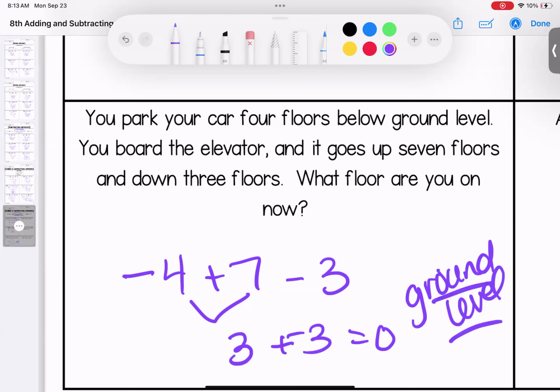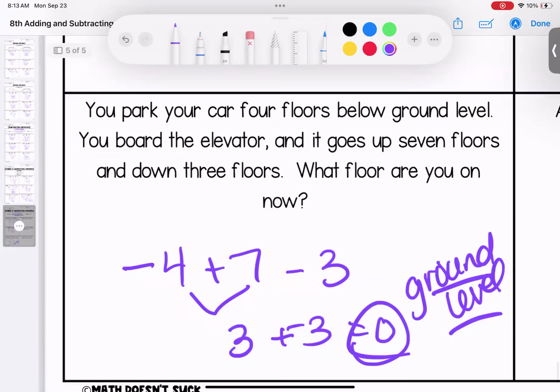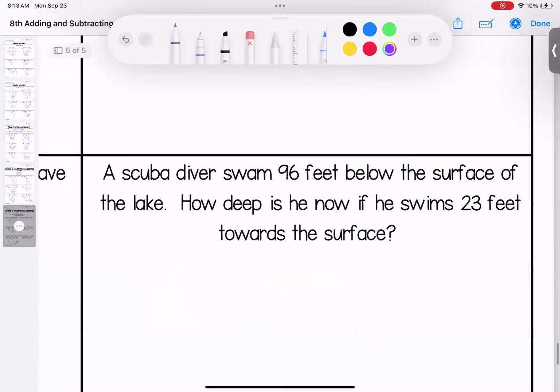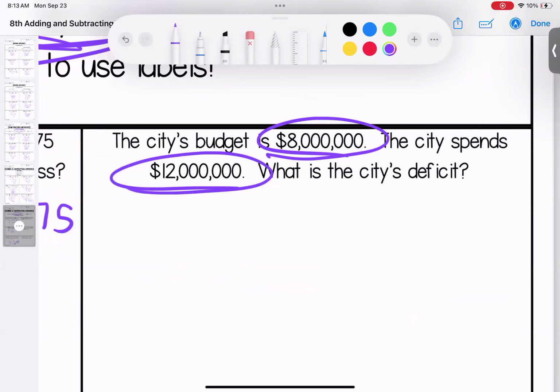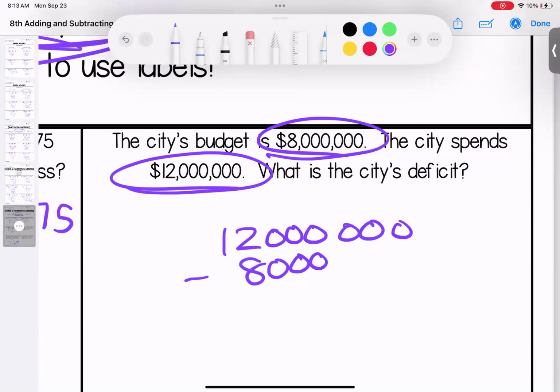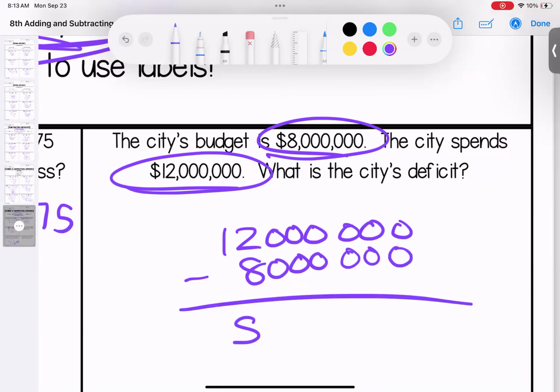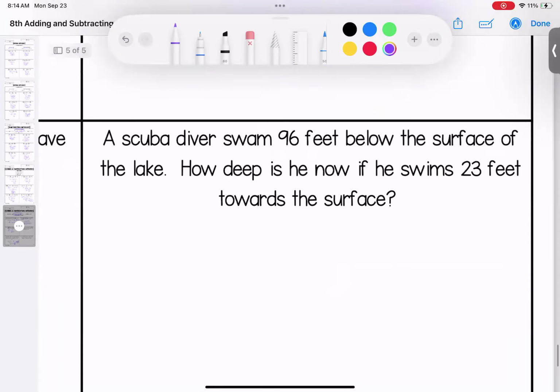Okay, if you didn't know it was called ground level, that's okay. You can also say floor 0, ground level. All right, the city's budget is $8 million, but the city spends $12 million. What is their deficit? So we take our 12 million and we subtract our 8 million. We have a deficit of 4 million. And because it's a deficit, make sure that negative sign gets in there. Deficit means they overspent. The balance is negative.